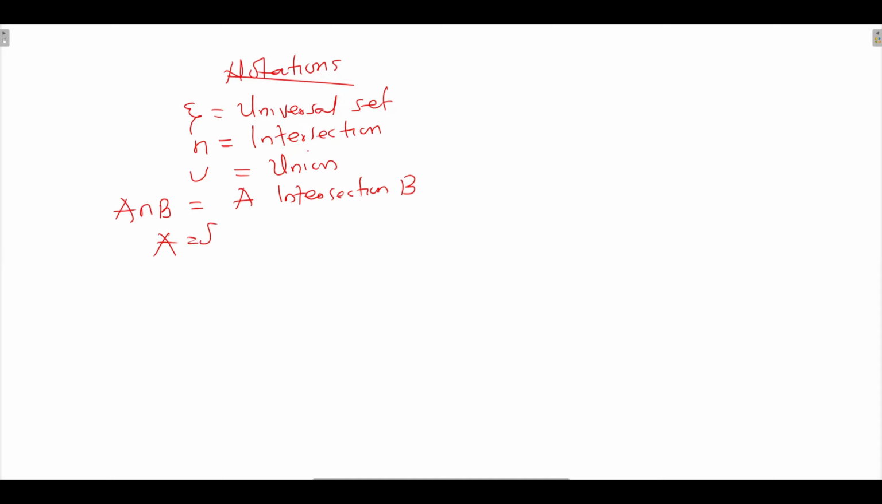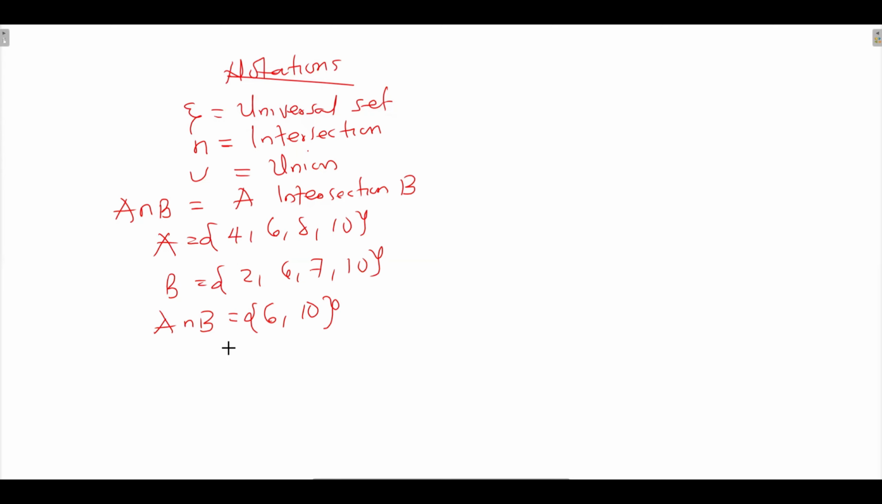Now if set A is 4, 6, 8, 10, and set B is 2, 6, 7, 10, then A intersection B means the elements that are common. If you look at this, we have 6 here and 6 here, they are common, and we have 10. So it's those two elements that are common. So intersection is telling us the elements that are common to both sets.